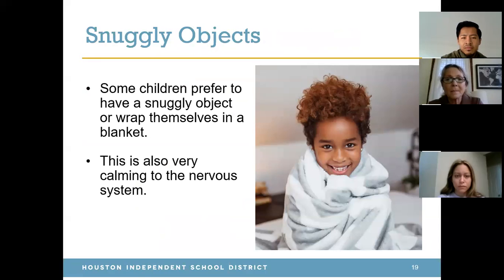Snuggly objects. Some children prefer to have a snuggly object or wrap themselves in a blanket. This is also very calming to our nervous system.